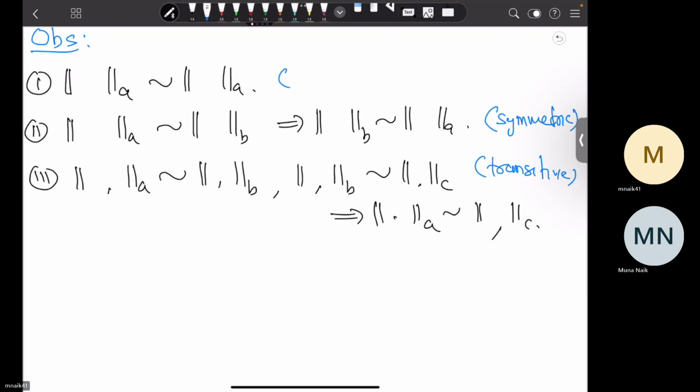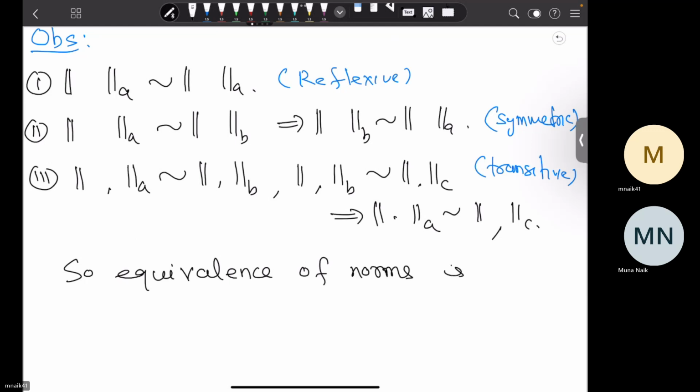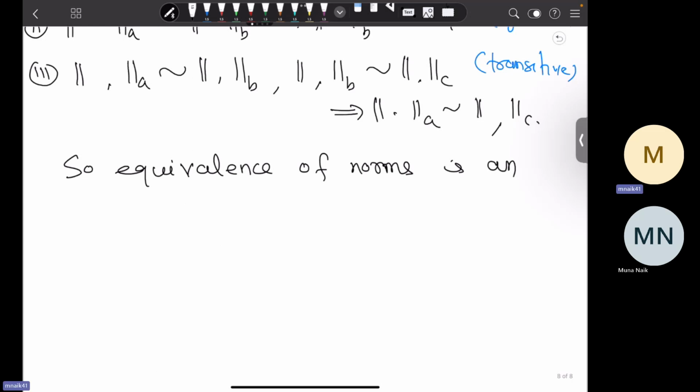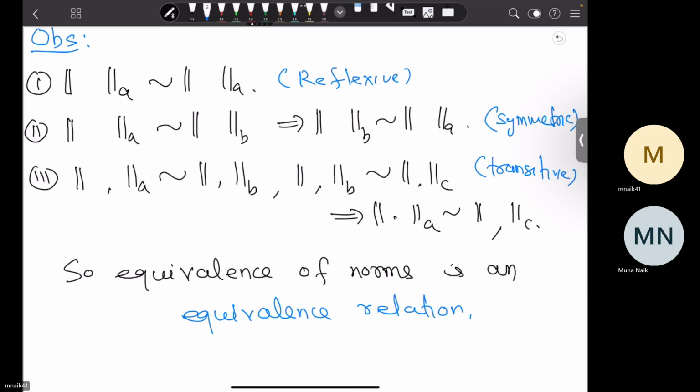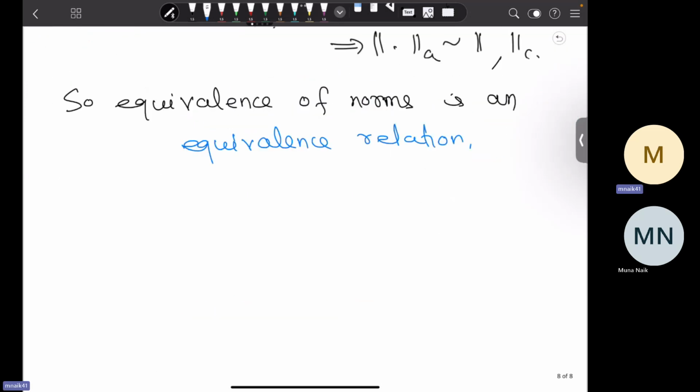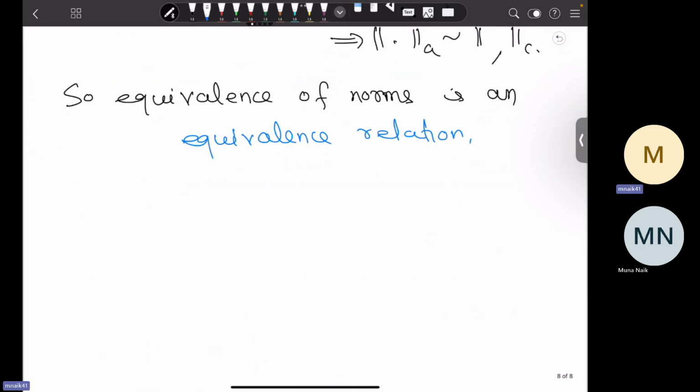And this is really reflexive. So equivalence of norms is an equivalence relation. Okay, so remember this thing: if norm A is equivalent to norm B and norm B is equivalent to norm C, then norm A is equivalent to norm C.